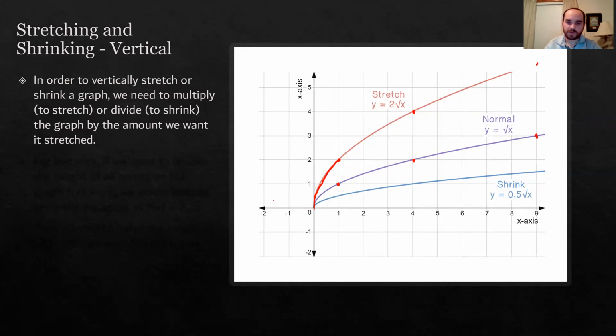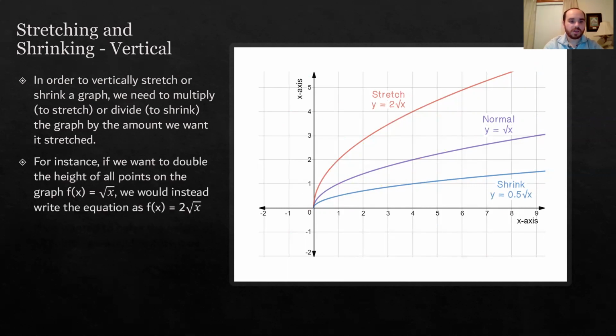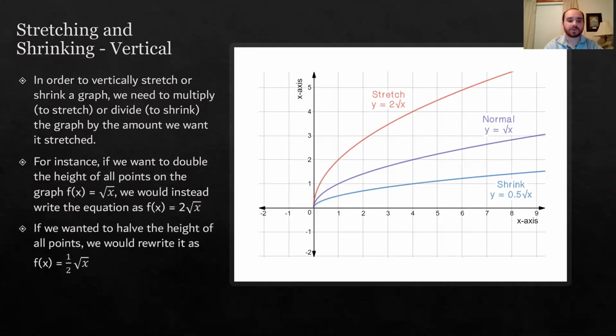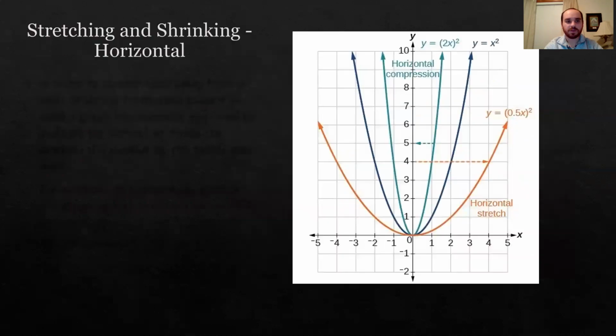Now, 0.5 square root x is the same thing as square root x over 2, or 1/2 times square root of x. And you'll notice that this is half of 1. This is at 1 when this one's at 2. This is at 1.5 when this is at 3. So it's shrunk by that amount. For example, if we wanted to double the height of all points on the graph f of x equals square root of x, we would instead use f of x equals 2 square root x. And if we wanted to halve the height, we would rewrite it as f of x equals 1/2 square root x. So that one's pretty simple.